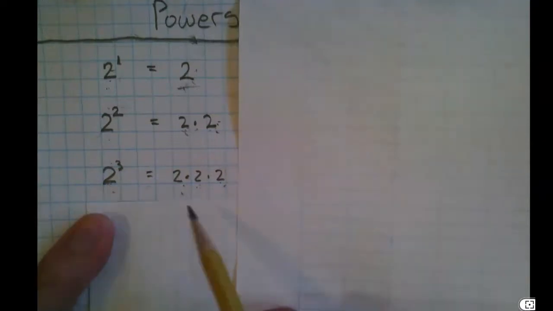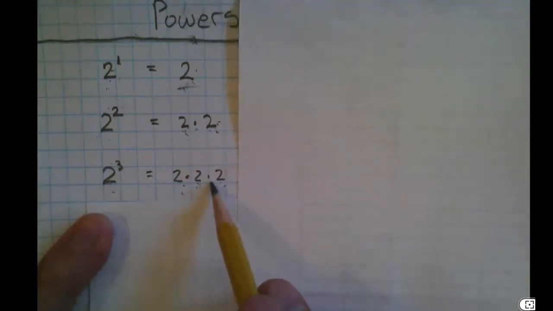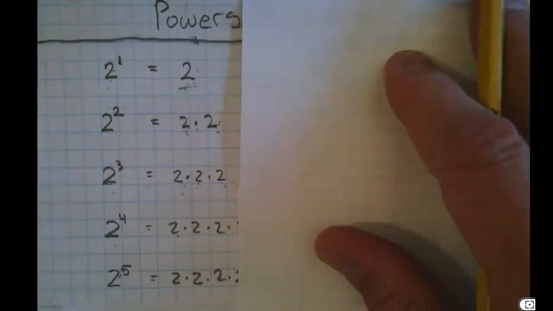2 to the third power, and you see how these just keep increasing? That this 3 as an exponent or a power, 2 to the power of 3, means that I have the base, the 2, shown 3 times by multiplication. So you can see how we go to the 4 and the 5.